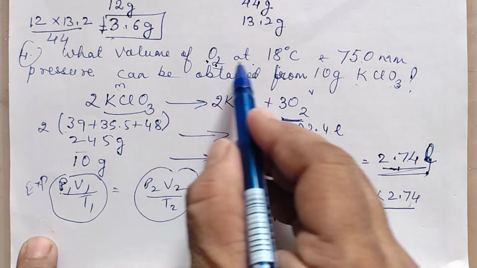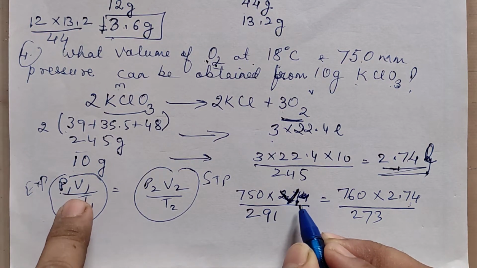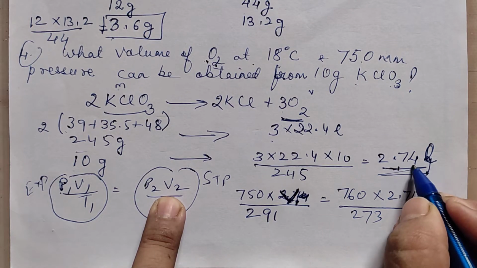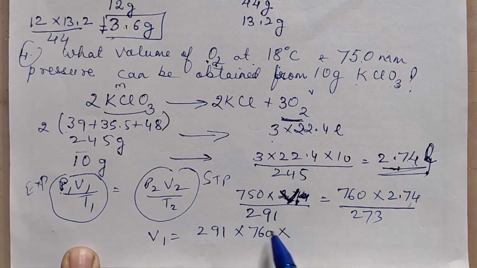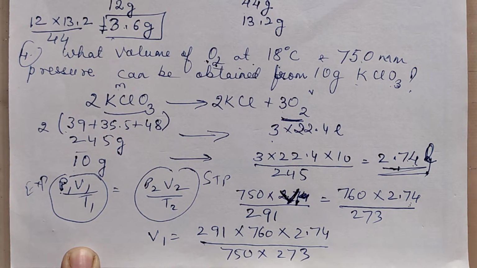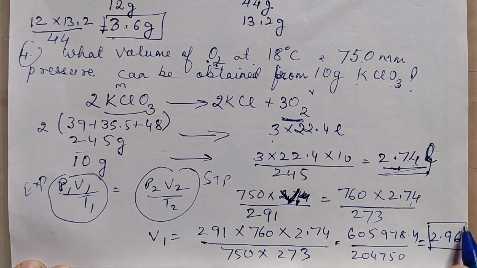Because they asked us to find out at this pressure and temperature, the volume we are going to calculate. V1 is to be calculated, that is the experimental setup. At STP we got 2.74. So now we will solve this V1. What will be our V1? 291 multiplied by 760 multiplied by 2.74 divided by 750 into 273. Multiply the numerator and denominator, and you will get the answer as 2.96 liters. This is our answer.